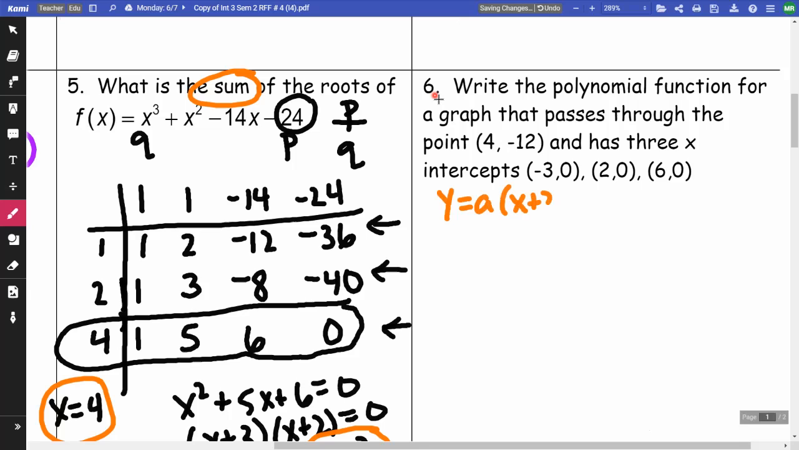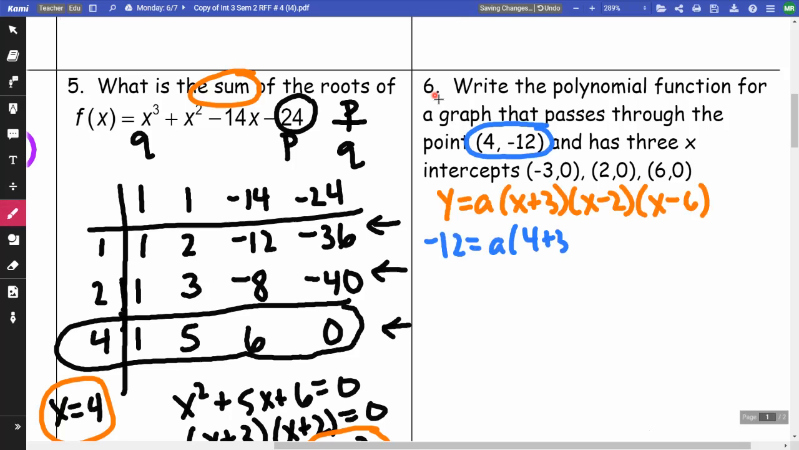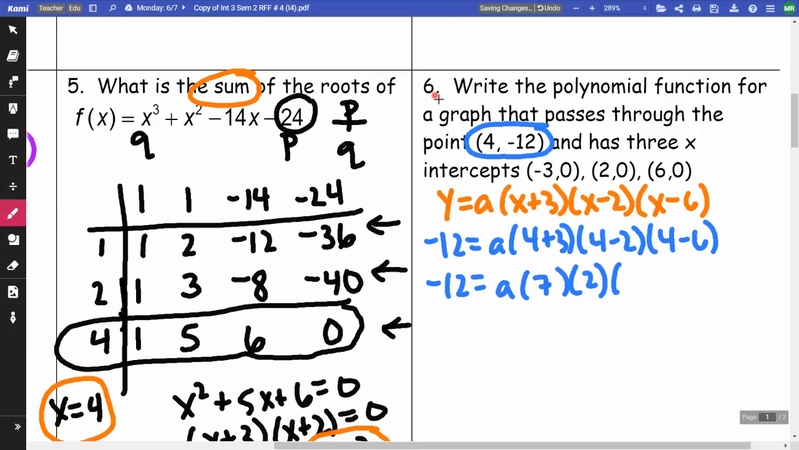x plus 3. The 2 came from x minus 2. The 6 came from x minus 6. And then I'm going to put this point 4, negative 12 in for x and y to find my a. So this is going to be 4 plus 3, 4 minus 2, 4 minus 6. So negative 12 is equal to a times 7 times 2 times negative 2. So I get negative 12 is equal to negative 28a.